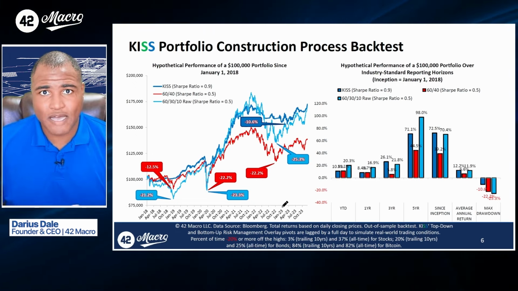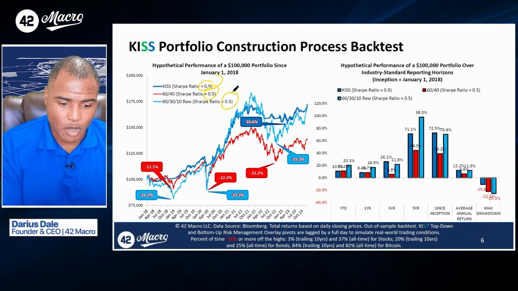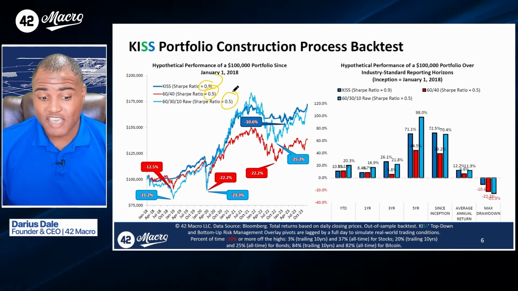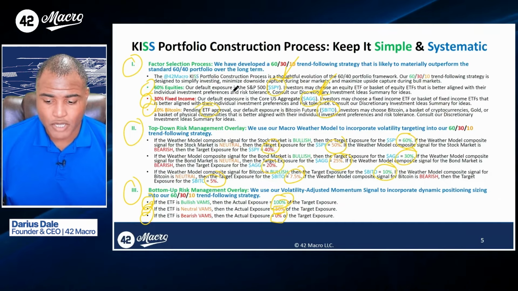So in terms of the chart on the left, what we're showing here is the hypothetical performance of a $100,000 portfolio since January 1st, 2018. As you can see, KISS in the dark blue line has a Sharpe ratio of about 0.9. That's almost double the Sharpe ratio of the 60/40 asset class, and almost double the Sharpe ratio of just being invested in 60/30/10 SPY, Ag, and Bitcoin on a raw basis without any of the top down and bottom up risk management overlays featured on page 5.